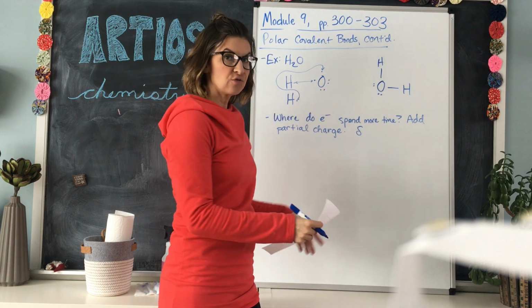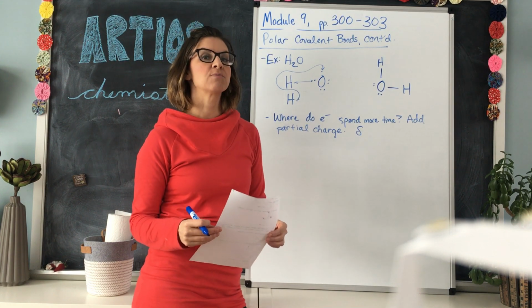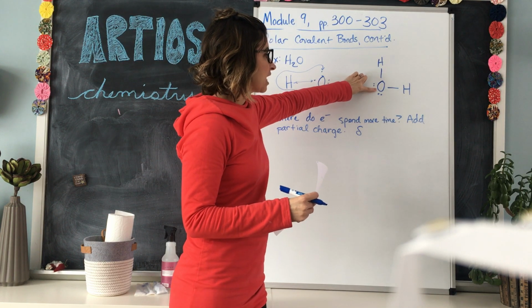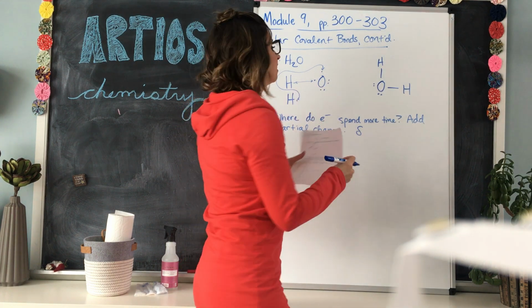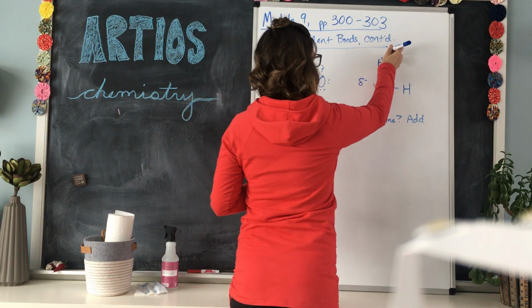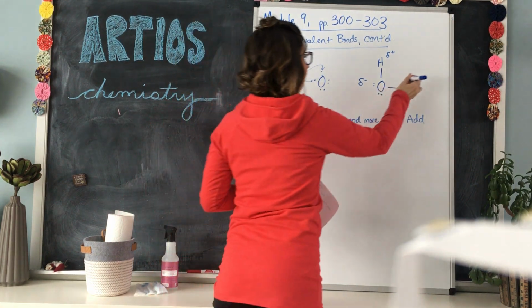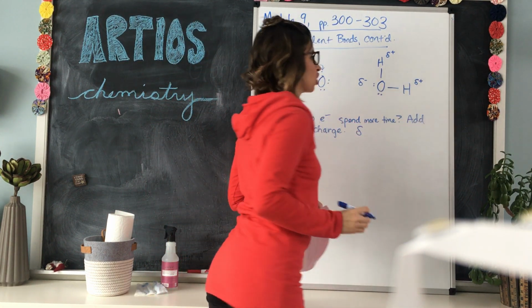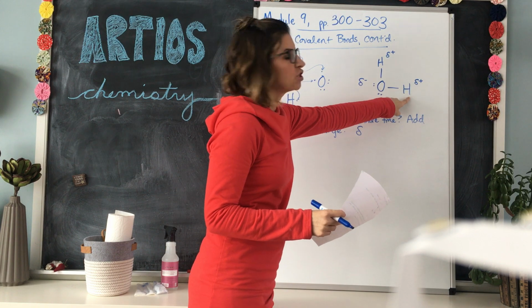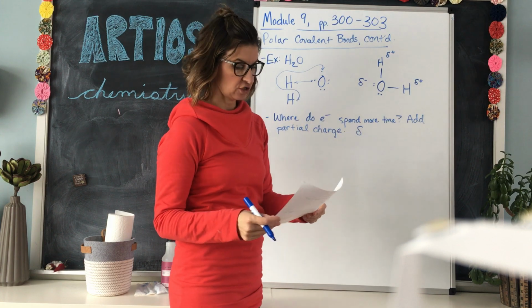Oxygen is farther to the right on the periodic table, which means it's more electronegative. So oxygen pulls more strongly on those shared electrons, meaning that the electrons spend more time around the oxygen, giving it a partially negative charge. The hydrogens spend the majority of their time without any electrons, so they have a partially positive charge. Okay? So when we add the partial charges, we just put them right next to the atoms, showing that they have a little bit of a positive charge or a little bit of a negative charge.